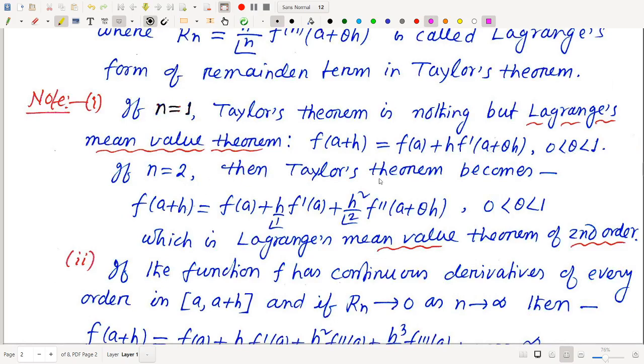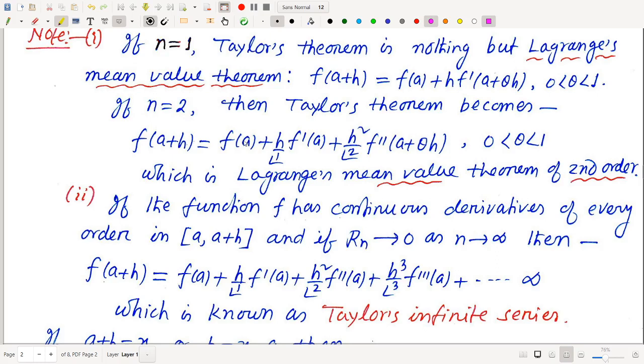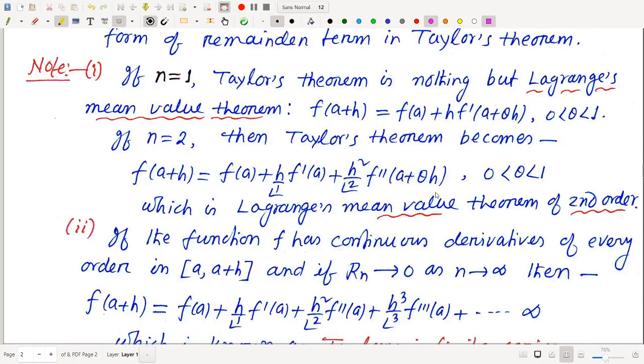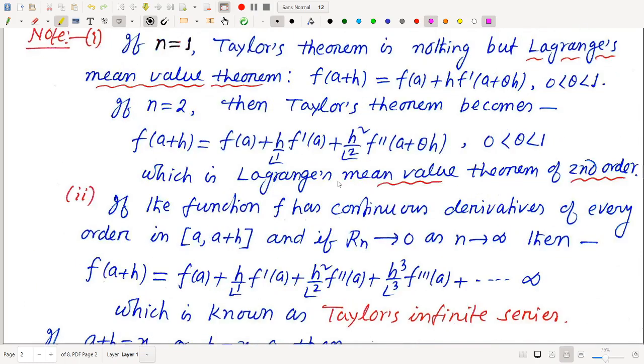And if n equal to 2, then Taylor's theorem becomes f of a plus h equal to f(a) plus h by 1 factorial f'(a) plus h square by 2 factorial f''(a plus theta h). Last term will be f'', here n is 2, f''(a plus theta h), h square by 2 factorial. So this is Lagrange's mean value theorem of second order.